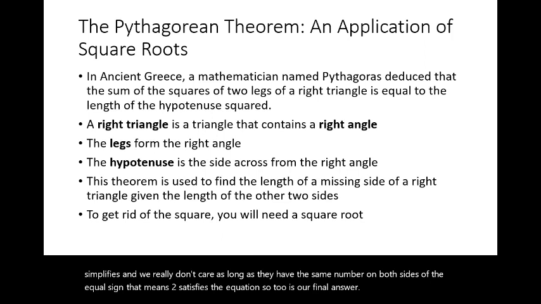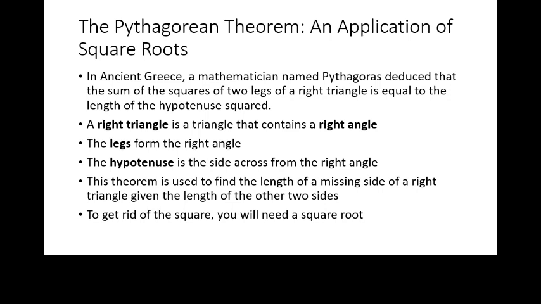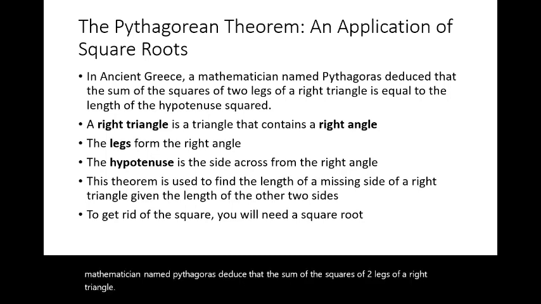Now, there are a ton of applications of square roots. One of the major applications of square roots is in what is called the Pythagorean theorem. So, in ancient Greece, a mathematician named Pythagoras deduced that the sum of the squares of the 2 legs of a right triangle is equal to the length of the hypotenuse squared.